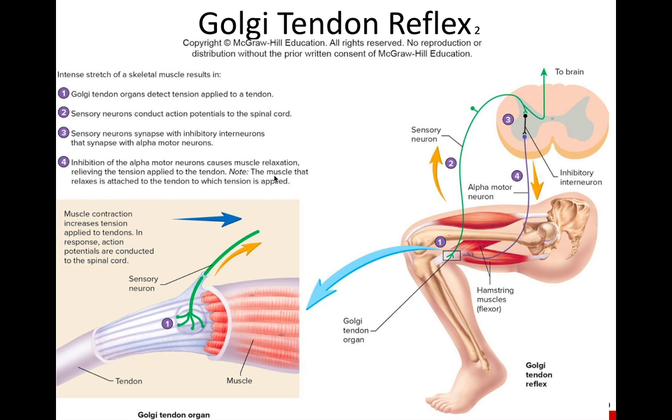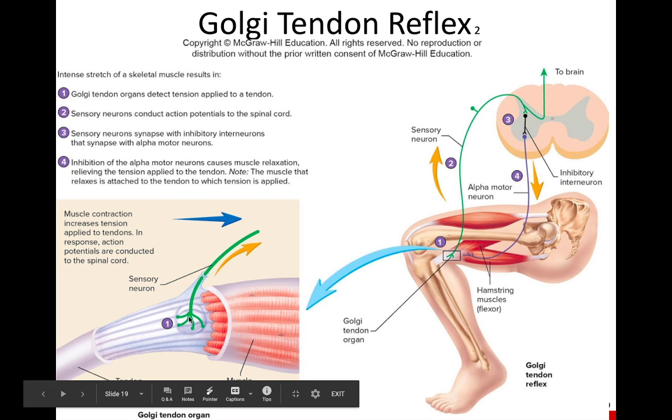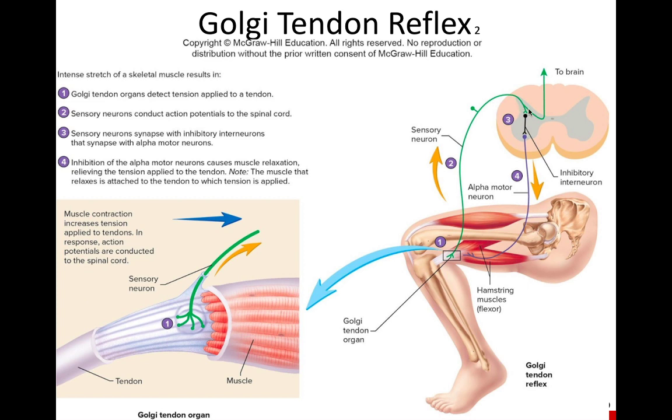So as you can see here, here's our Golgi tendon organ in the tendon associated with that muscle. What we're going to have then is too much stretching going on here, and it's going to sense that. So it's going to send information along this sensory neuron, synapse with an inhibitory interneuron in the spinal cord. That inhibitory interneuron will cause this somatic motor neuron, which is an alpha motor neuron, to release inhibitory neurotransmitters, which will cause this muscle to relax, to prevent excess stretching and prevent injury to the tendon.